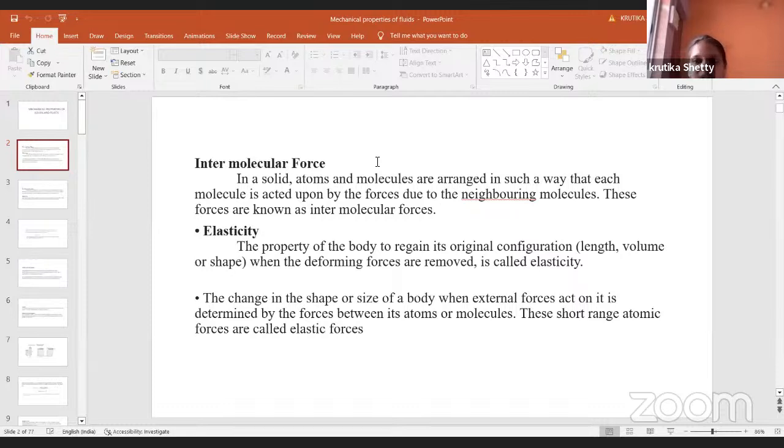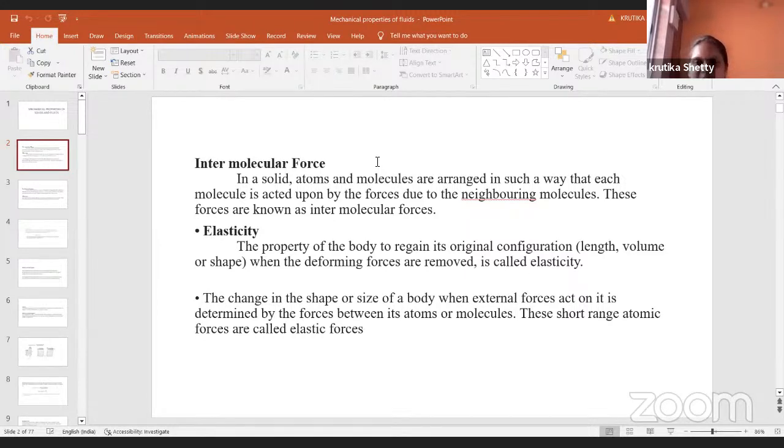So what is the difference here? In case of solids, the intermolecular forces will be stronger, in case of liquids they will be a little less than solids, and in case of gases it will be much less than the liquids. So you can see here the intermolecular force: in a solid, atoms and molecules are arranged in such a way that each molecule is acted upon by the forces due to the neighboring molecules. These forces are known as what? Intermolecular forces. So here in this lesson we have elasticity.